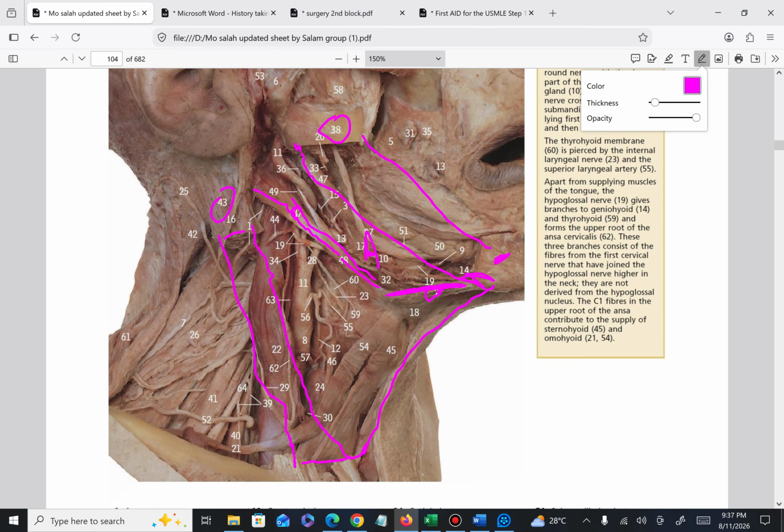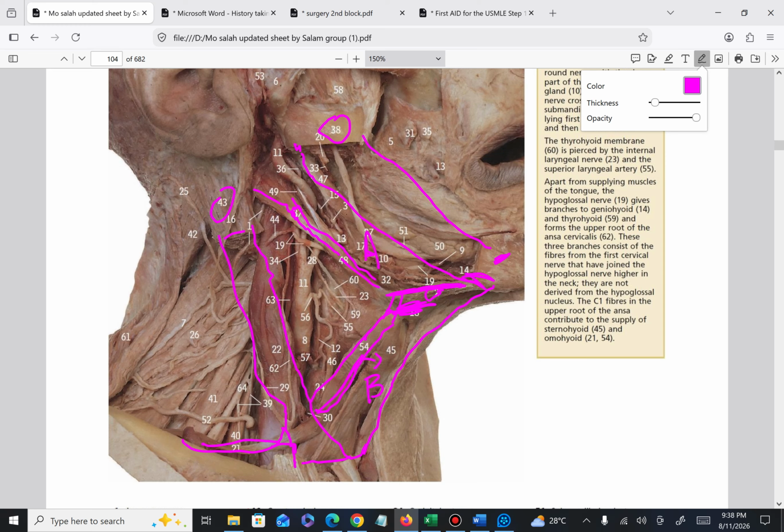This is the superior belly of the omohyoid muscle, on number 54. And this one on number 21 is the inferior belly of the omohyoid muscle. The superior belly of the omohyoid muscle is attached to the hyoid bone. So the omohyoid muscle divides the anterior triangle into two subtriangles. The triangle anterior to it, I will name as B.